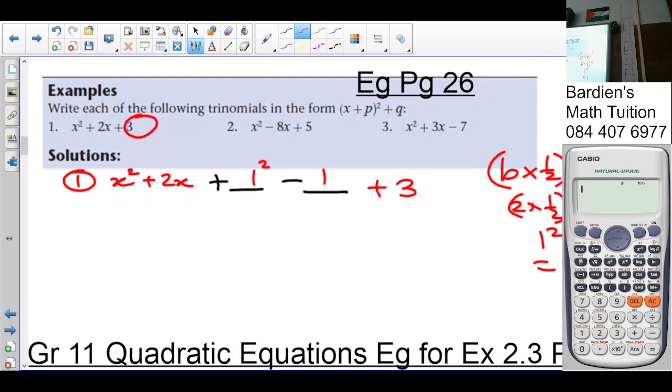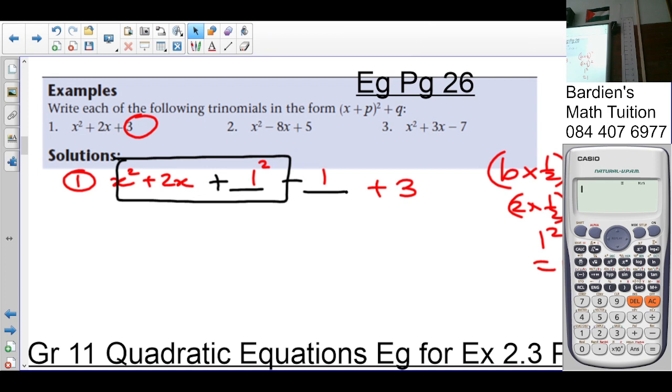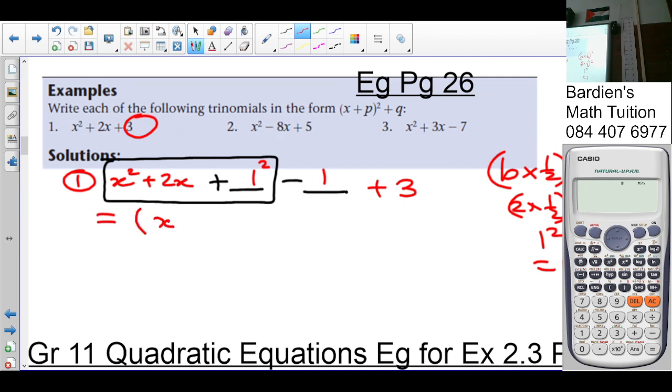So what is this now to us? What is this to us? It's our perfect square trinomial. Can you see that, people? That's what we dealt with yesterday. With a perfect square trinomial, what would that give us? x plus 1 squared. Can you see that? So what's negative 1 plus 3? Positive 2. And there we got it in the form of x plus p all squared plus q.